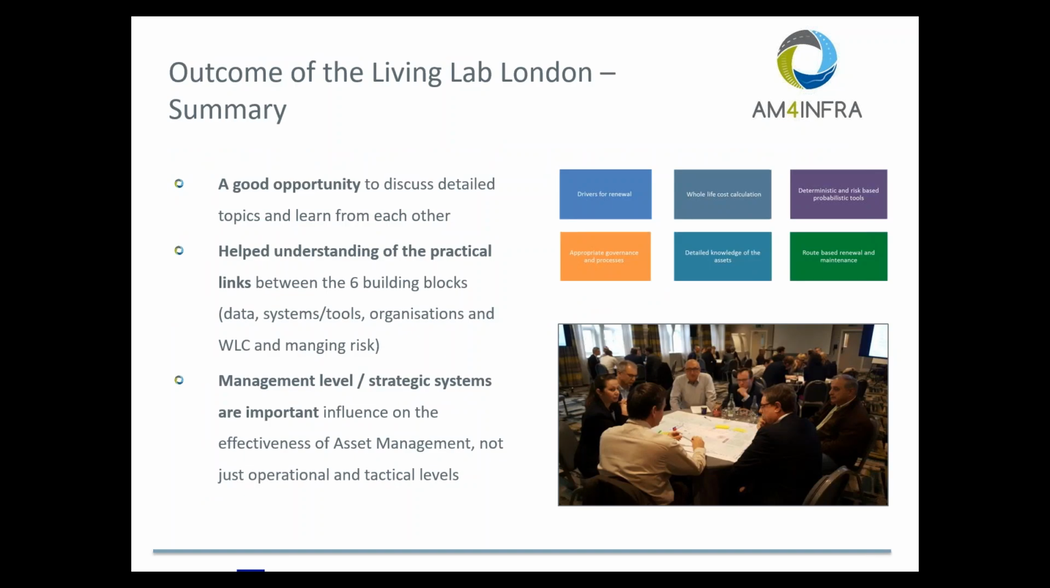So overall, the summary, it was a great opportunity to discuss detailed topics and learn from each other. The exercise carried on for over an hour and a half, and everyone was very focused, and the discussions were really useful, and it helped build that understanding of the practical links between the 6. I think a general consensus that management level and strategic systems are important and have a strong influence on the asset management. It's not just the operational and technical levels that influence the success of asset management.